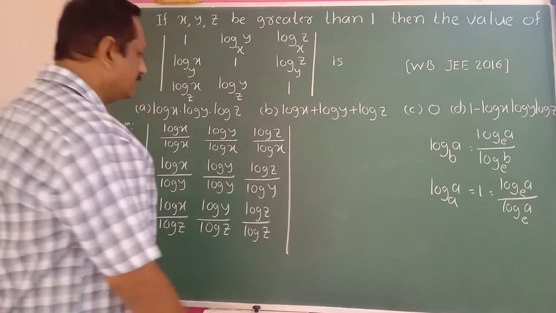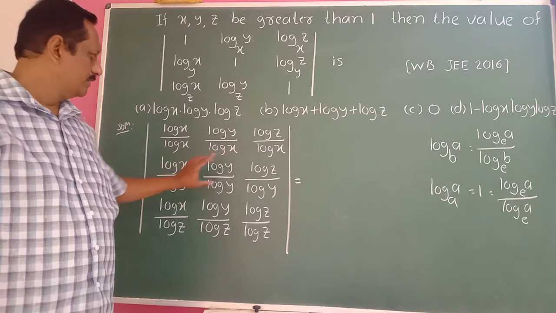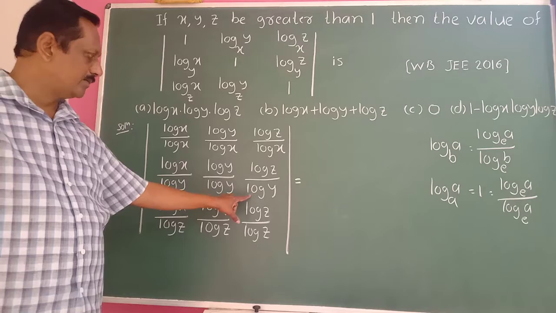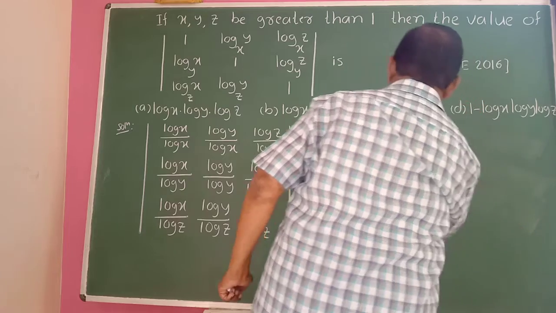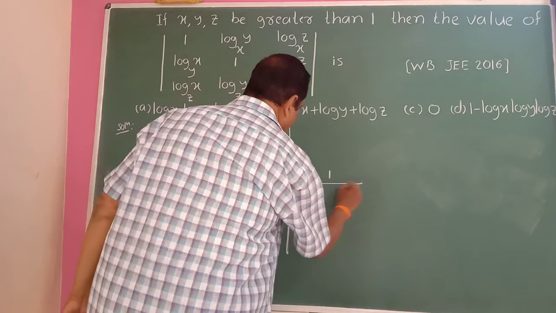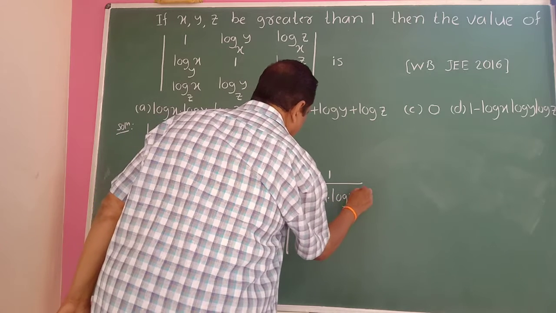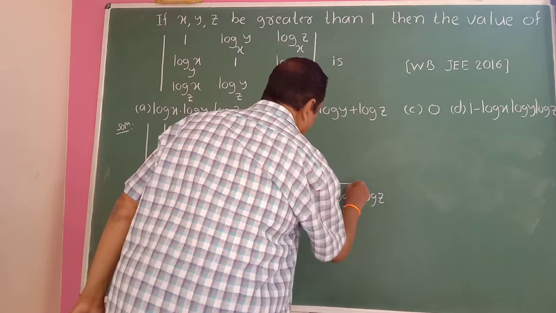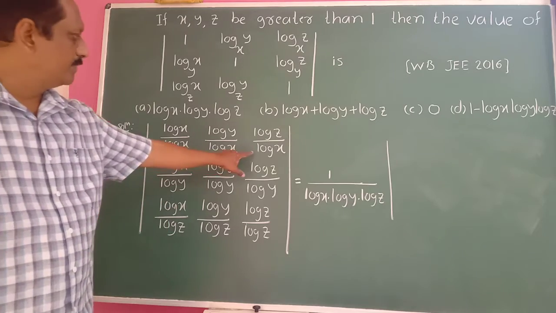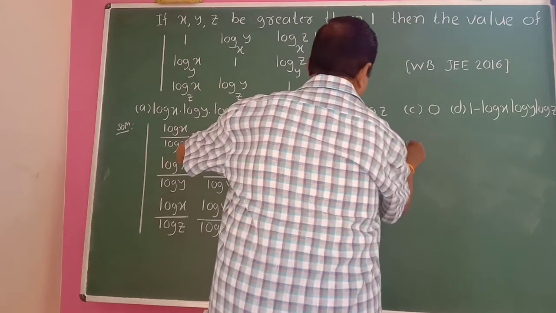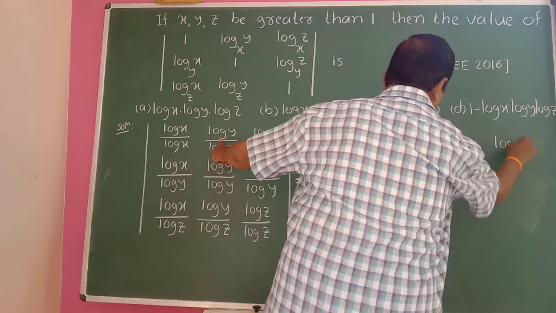Then this is equal to, from the first row, 1 by log x common. From the second row 1 upon log y common, and from the third row 1 upon log z is the common factor. Therefore 1 divided by log of x into log of y into log of z is the common factor, into the determinant. Here 1 by log x common, so log x, log y, log z, remaining terms.